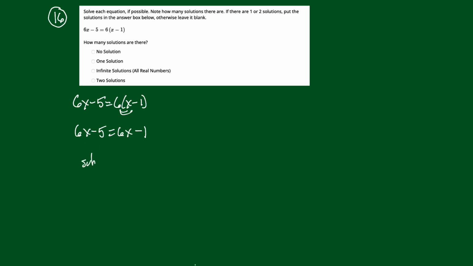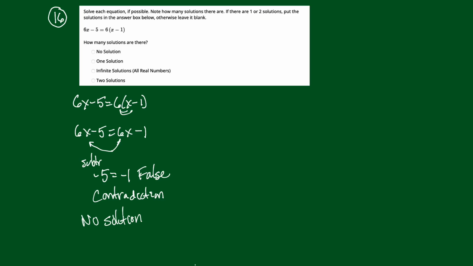If you're not sure, go ahead and solve it. So you're going to subtract the 6x from either side. But if you subtract 6x, the 6x's go out, and you're left with negative 5 equals negative 1. All right, that's false. That's called a contradiction. Now, they're not asking us to name that, but a contradiction means there's no solution to this equation. So in the answer box, I'm going to click on no solution. So I'm going to say that that's the correct solution here.